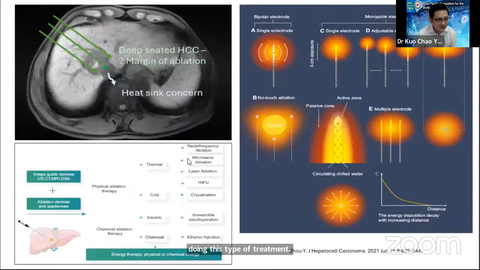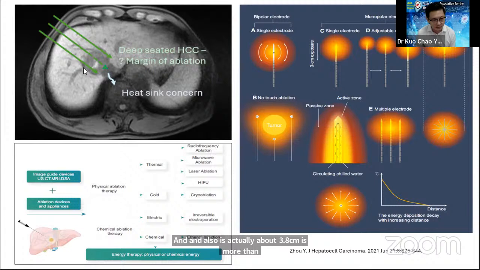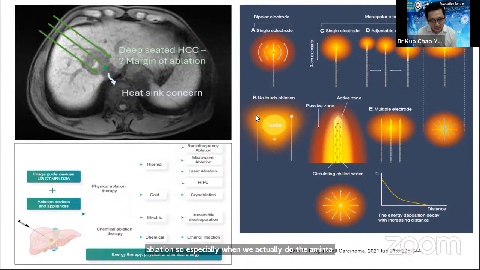So, as Prof. Sharma correctly mentioned, it's a very deep-seated HCC, and it's about 3.8 centimeter. It's more than the 3 centimeter that we usually describe for complete ablation. When I learned some RFA from Prof. Lynch in Taiwan, he usually used non-touch ablation, and then you probably have to insert quite deep inside. Then it's very near to the IVC here.